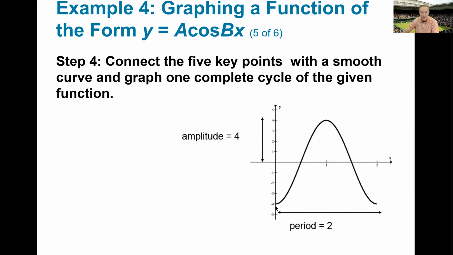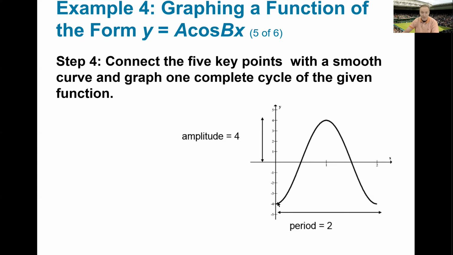Now we can see that plotted out. Remember, our normal cosine function would have started here at (0, 1), went down, and then back up by the end of the period. So we say this is just being multiplied by -4. Instead of starting at +1, it starts at -4.